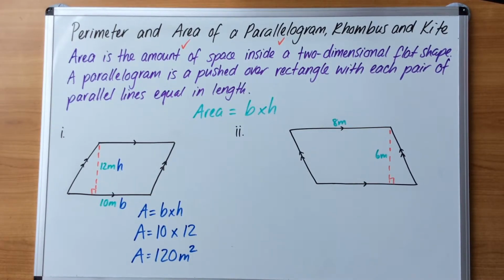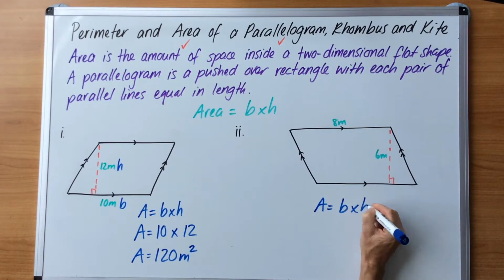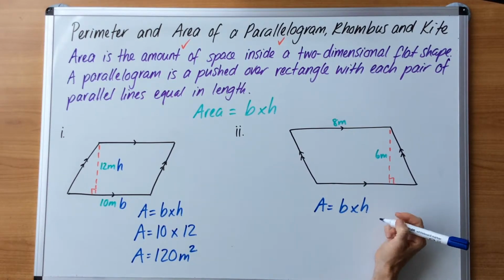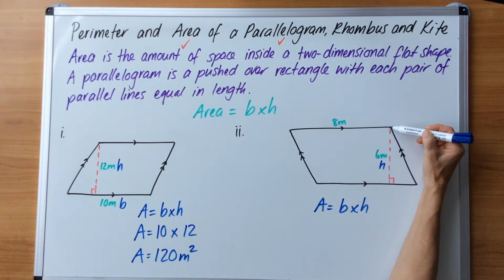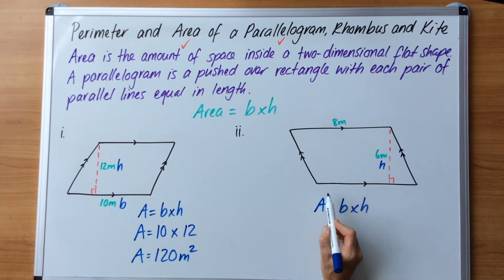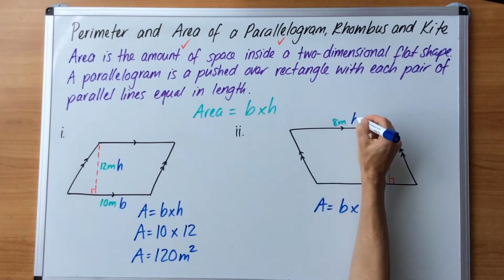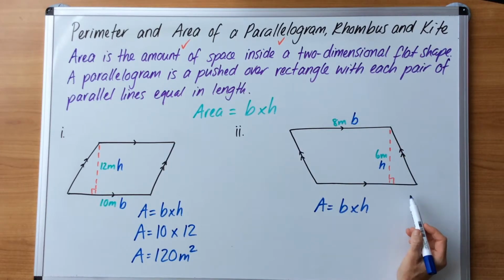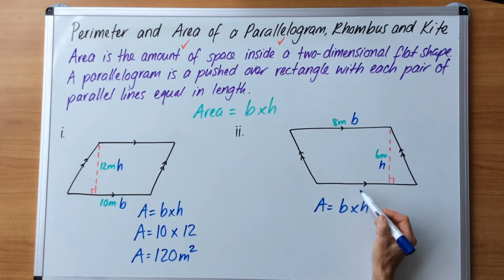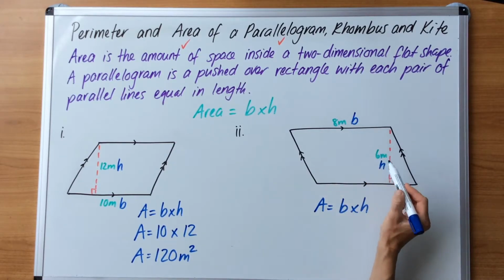So looking at this one here, first of all, we have to write area equals base times height. We're looking for the height. The height is the red dotted line. It's running between a set of parallel lines, this one here and this one here. That's the height, and this is the base. The base is up the top here. It doesn't have to be down the bottom. If this measurement was down the bottom, it would be the base, but we use what we've got here.